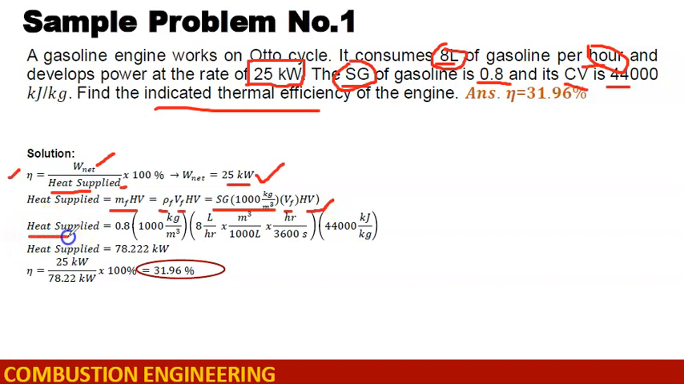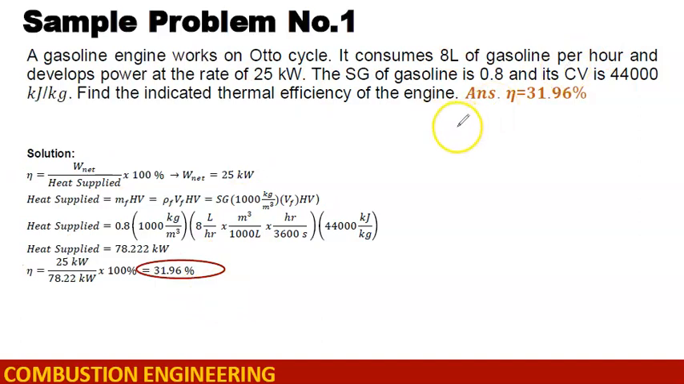So for our heat supplied, substituting all the values and converting liters to meter cube and hour to second, we have heat supplied as 78.22 kilowatts, and then we substitute to our formula for thermal efficiency. So we have 31.96%. So our engine is 31.96% efficient in converting the energy from the fuel into indicated power, or the power developed at the combustion chamber.